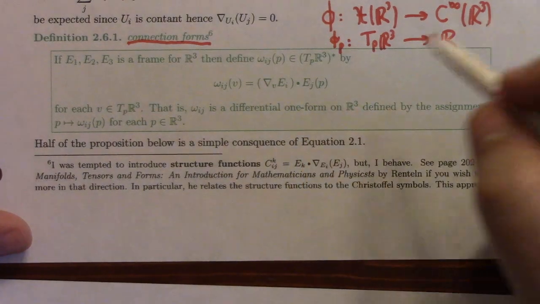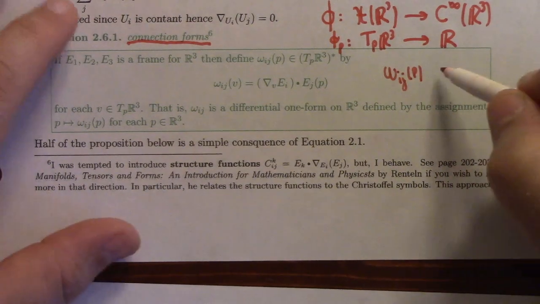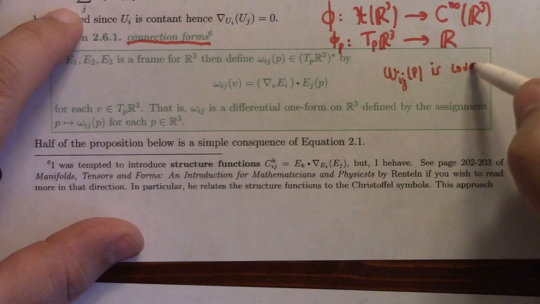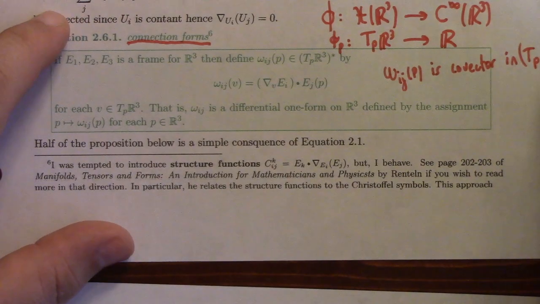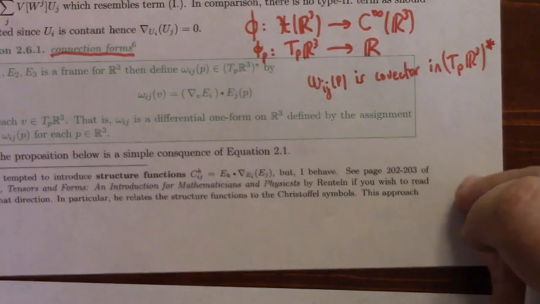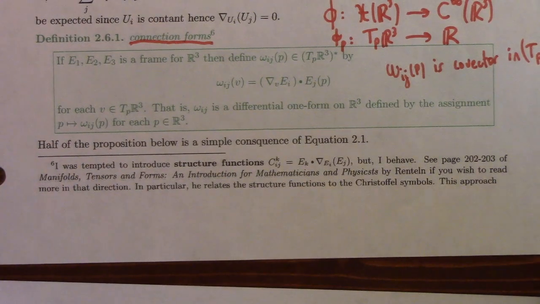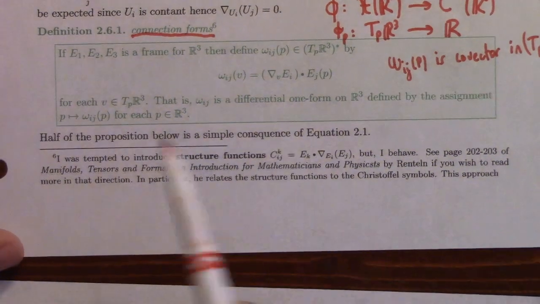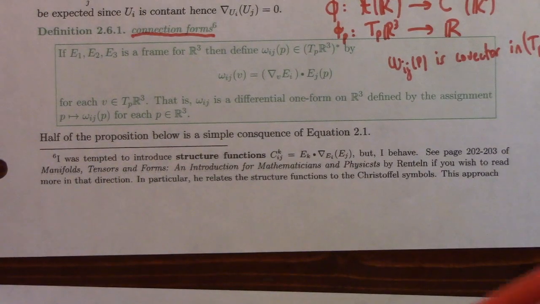As I was saying here, omega_ij at p is a covector. It's a covector in the dual of the tangent space T_p R^3, the cotangent space as we called it. And if we look at the assignment of a covector at each point in space, then that gives us a differential one-form. Again, it's by the assignment p goes to omega_ij of p, right?